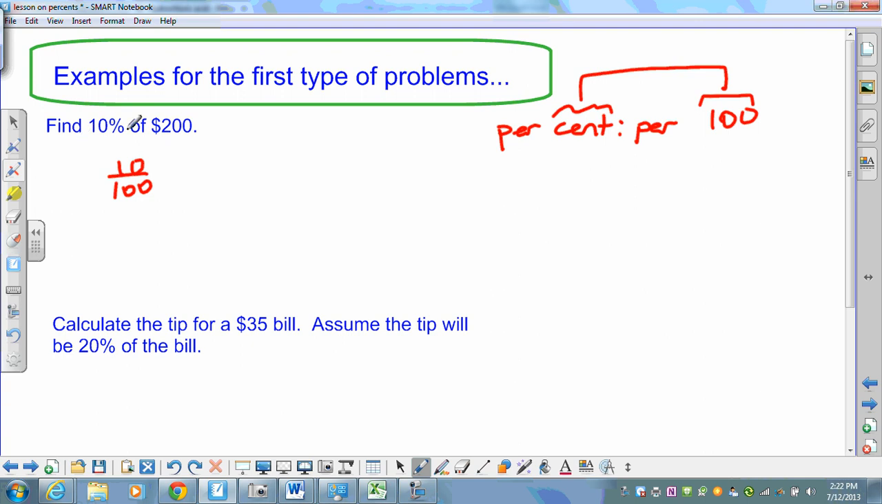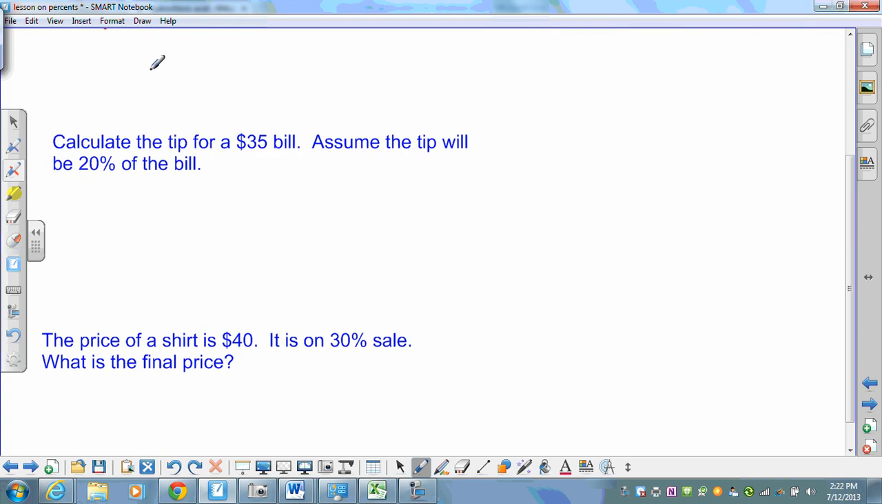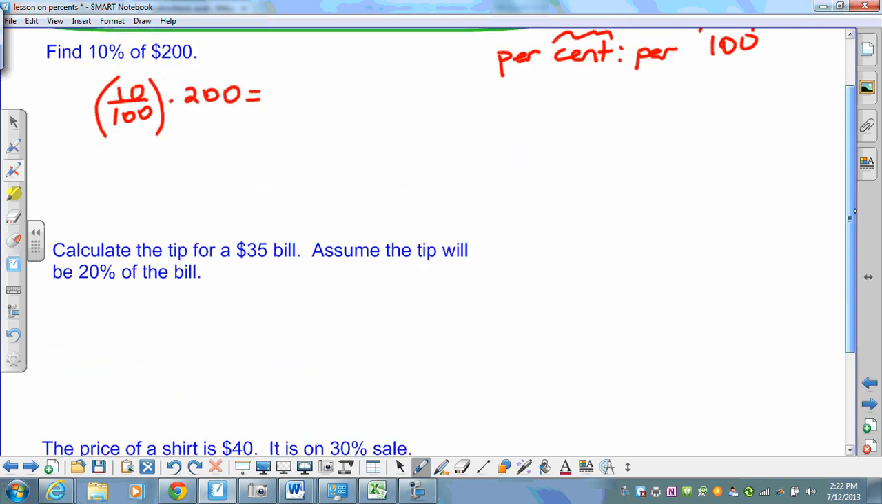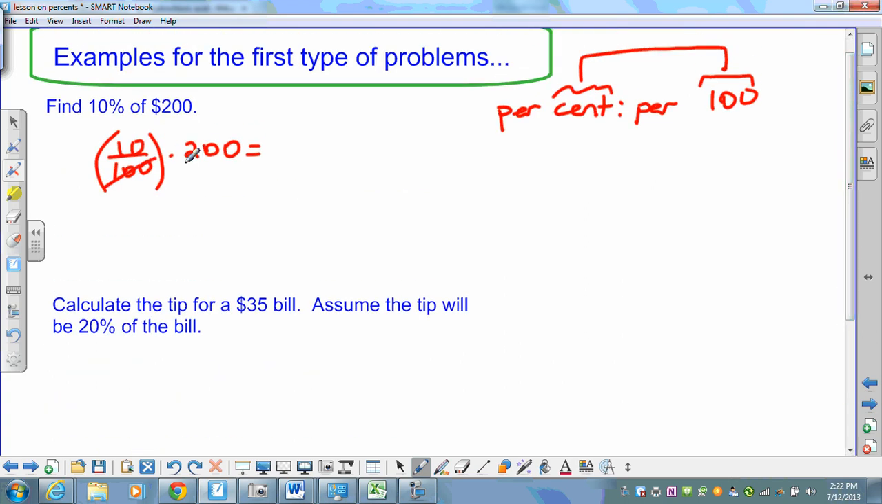So when you have 10%, we can write it as 10 over 100. So to take 10% of 200, you do 10 over 100 times 200. And you can simplify this in a number of ways. One of them is this 100 goes into 200 two times. And 2 times 10 is 20. So the answer is $20.